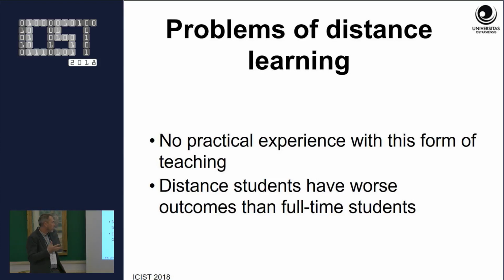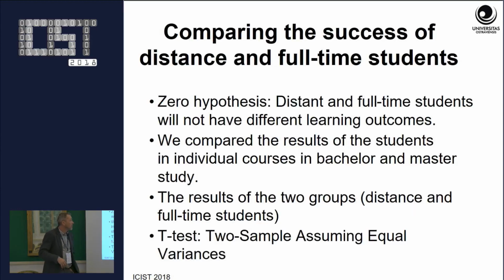Distance students have worse outcomes than full-time students, and my presentation is about comparing the success of distance and full-time students. We made a null hypothesis: distance and full-time students will not have different learning outcomes. We compared the results of the students in individual courses in bachelor and master study, comparing two groups, distance students and full-time students. We used statistical methods, for example, the t-test.